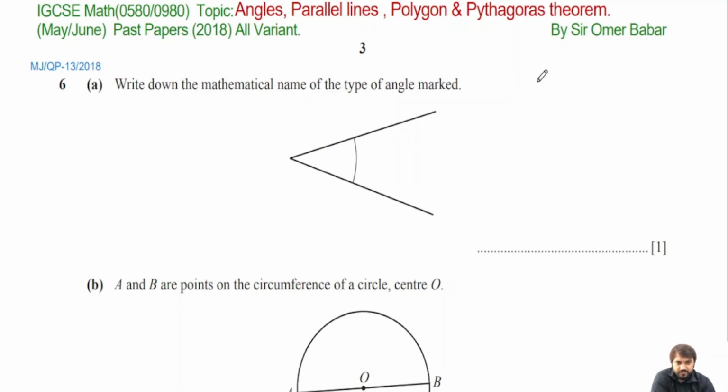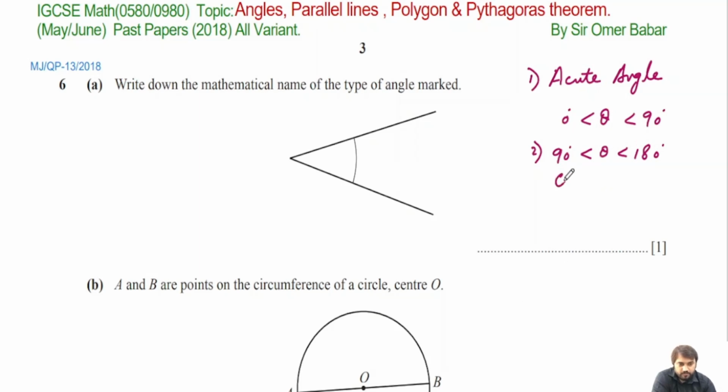Actually, we have types of angle. First is the acute angle. And what is an acute angle? Let's say we have theta. We represent an angle by this Greek letter theta. If theta is greater than 0 degree, less than 90 degree, we call it acute angle. Number 2, if we have theta greater than 90 degree, less than 180 degree, we call it obtuse angle. And if we have theta greater than 180 degree, less than 360 degree, that is called reflexive angle.